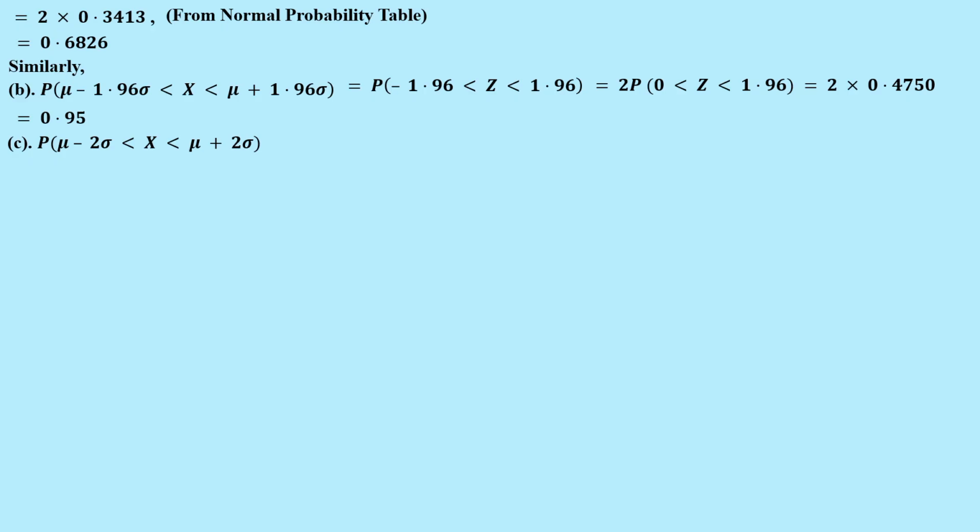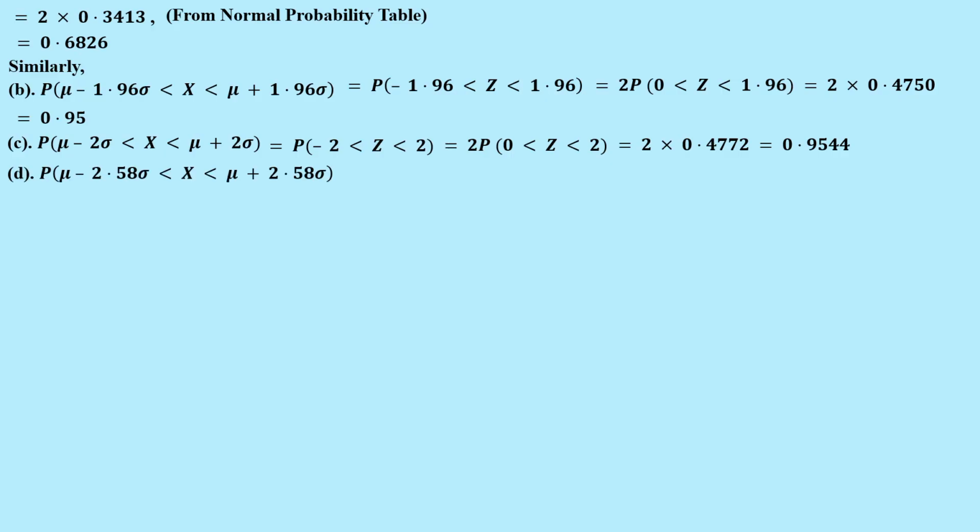Next, probability of mu minus 2 sigma less than x less than mu plus 2 sigma is nothing but probability of minus 2 less than z less than 2, which is 2 times probability of 0 less than z less than 2. Here we are always using the symmetry condition. First split the area from minus 2 to 0 and 0 to 2. Then minus 2 to 0 again can be written as 0 to 2, right? That is why we are getting 2 times. So 2 into 0.4772, which is equal to 0.9544.